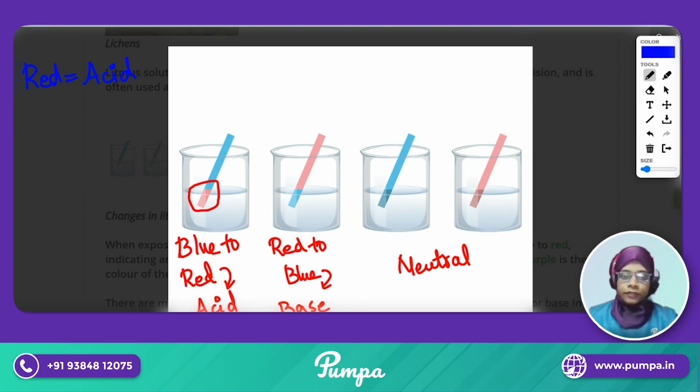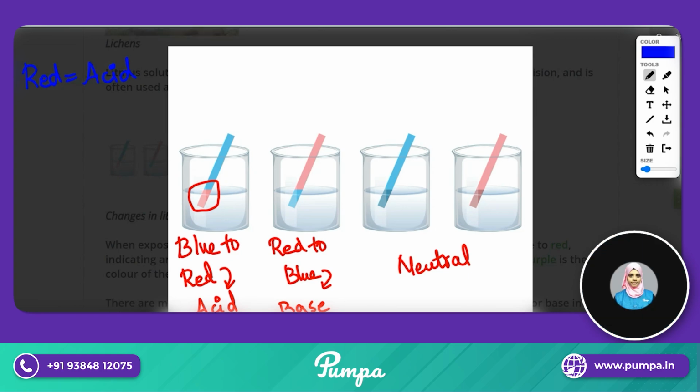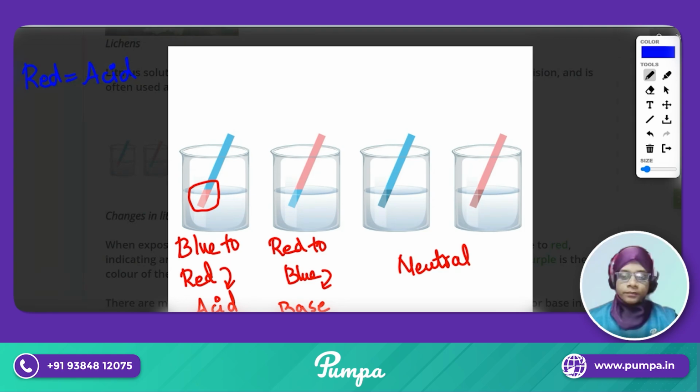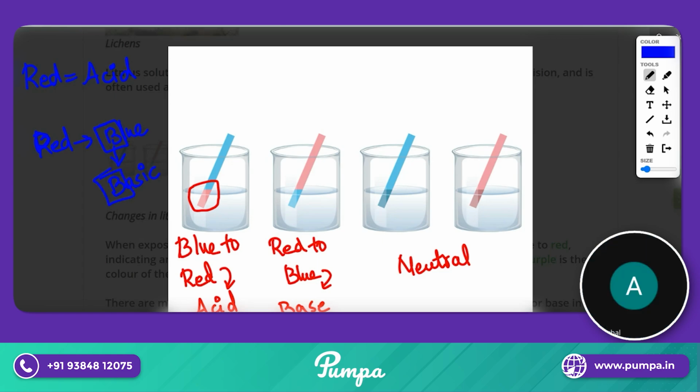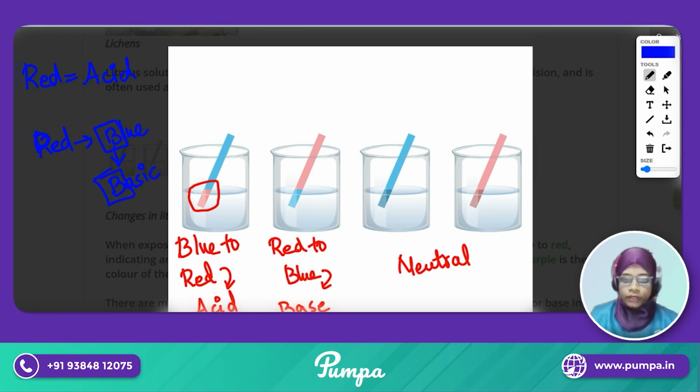If it turns from blue to red, it's an acid, and red to blue, how do we say it? Yes, it is a base. We should always look at the color that changes. The same way here we have B, right? Both start with the letter B, so you can remember like this.